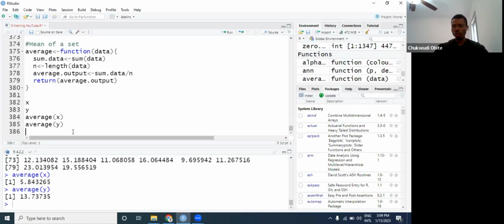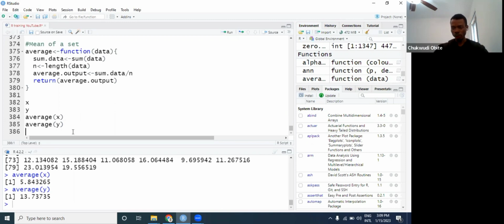You are welcome to part 2 of how to write a function. In part 1, I explained why you need to write a function. If you have a method that you know you want to repeat many times, you can save it as a function. All you have to do is call the name of the function and R will run the code for you, so you don't have to repeat the same method.